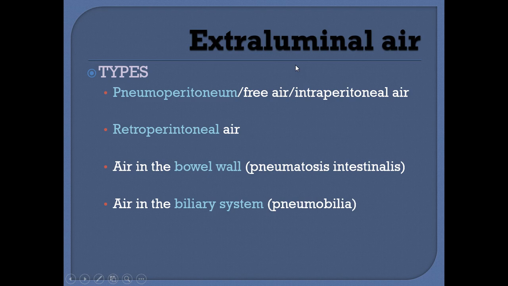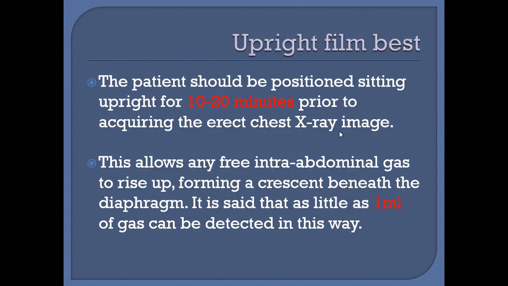Now the extraluminal air. Extraluminal air can be in the pneumoperitoneum form, which is intraperitoneal air. It can be retroperitoneal. It can be in the bowel wall, because intraluminal air is normal, but even if it is in the bowel loop, in the bowel wall, it becomes abnormal. In the GI series, the air can be seen in the biliary system, which is called pneumobilia. Upright or erect film is the best to detect it.